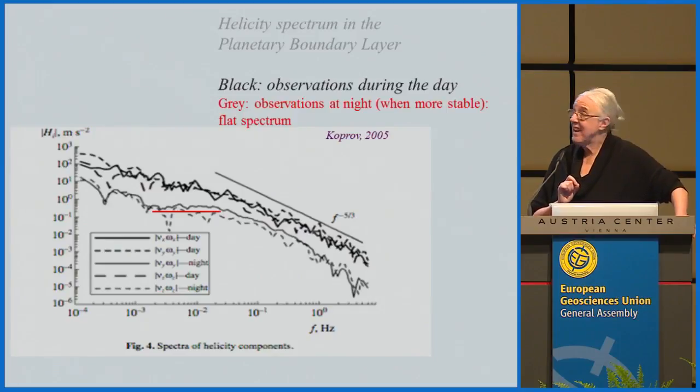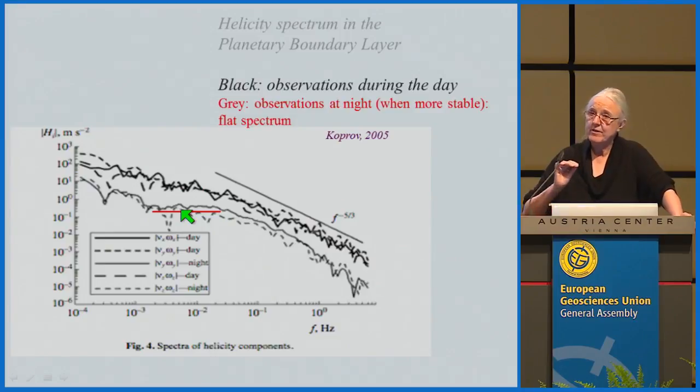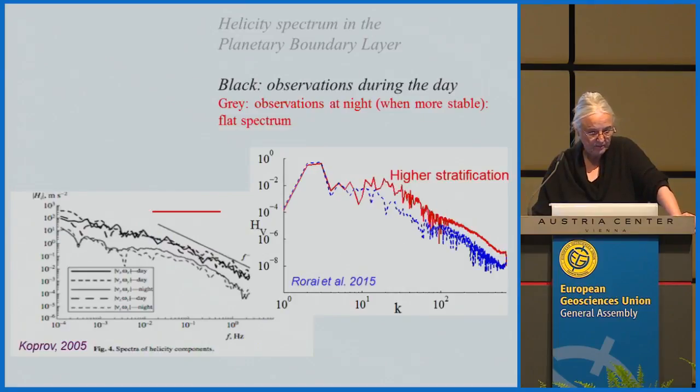The solid black lines are during the day, and you have more or less a Kolmogorov spectrum, k to the, or here, temporal frequency to the minus 5/3. But you see that at night, the gray lines, they're flat. Something is happening, and this spectrum is different from what happens during the day. At night, the boundary layer, the planetary boundary layer, is more stable, and it shows a different dynamics.